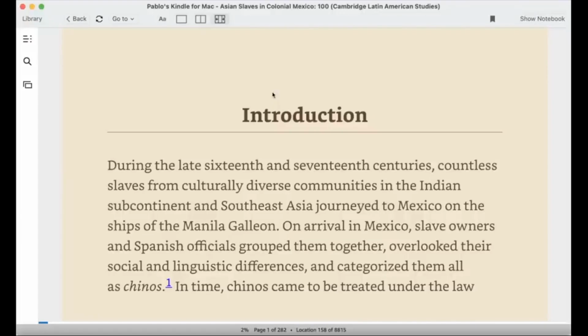It says, during the 16th and 17th centuries, countless slaves from culturally diverse communities in the Indian subcontinent and Southeast Asia journeyed to Mexico on the ships of the Manila galleon. Again, from where? From Southeast Asia and the Indian subcontinent. Not from China. They're not bringing these people from China or Mongolia. They're coming from the Indian subcontinent and Southeast Asia.